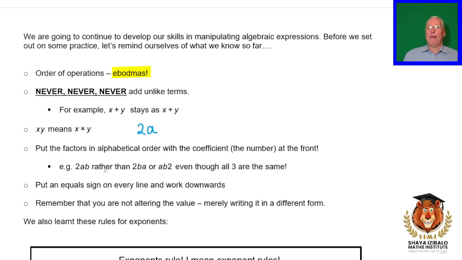We generally put factors in alphabetical order with the coefficient at the front. So in other words, we'd rather write 2ab rather than 2ba or ab2. Okay, 2ab is the best version. We put an equal sign on every line and we work downwards because we're not altering the value, we're just writing it in a different form.